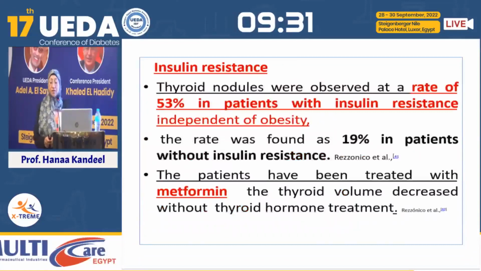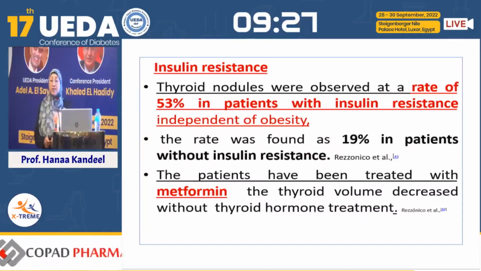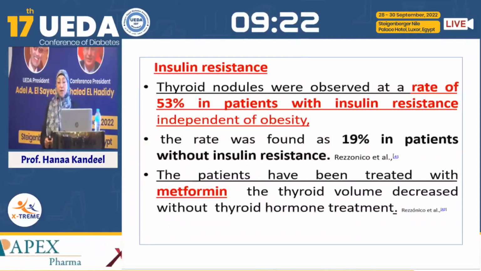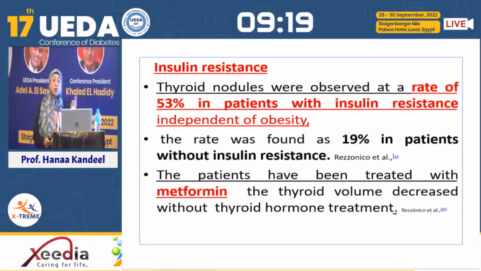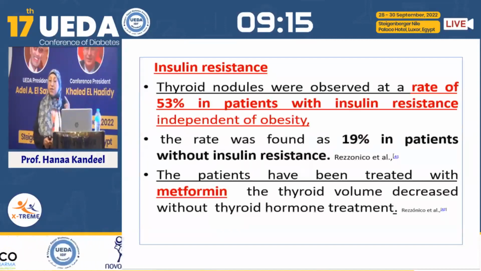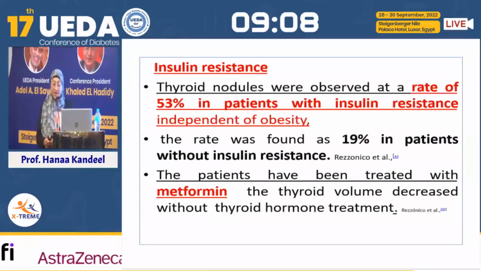Regarding insulin resistance, they found that 53% of the patients with insulin resistance have goiter, while only 19% of non-insulin resistant patients have goiter. This means there is a strong relation between insulin resistance and goiter. And they found that metformin use decreased the size of the multinodular goiter without using thyroxine in treatment of the patient.